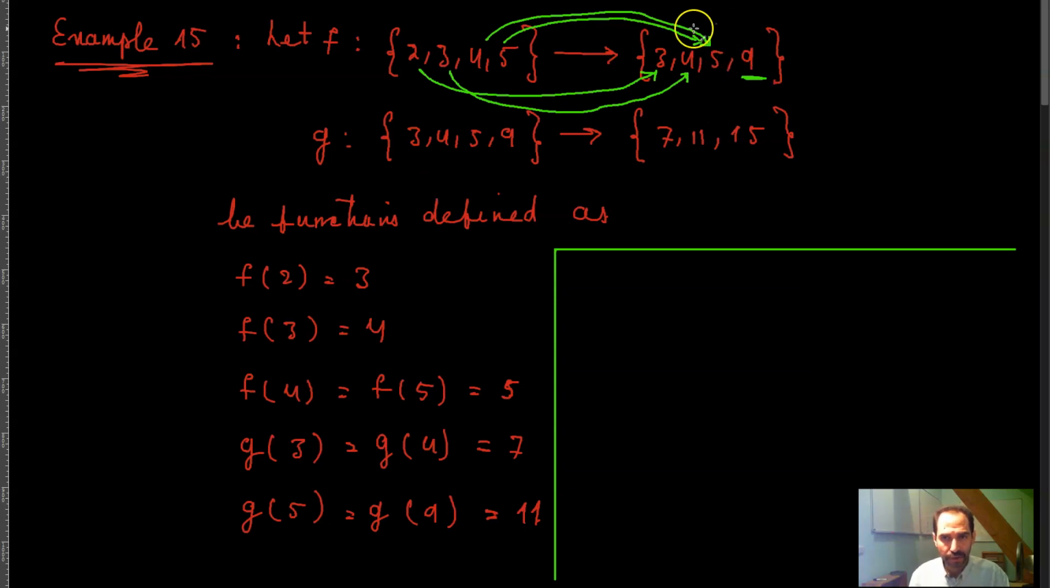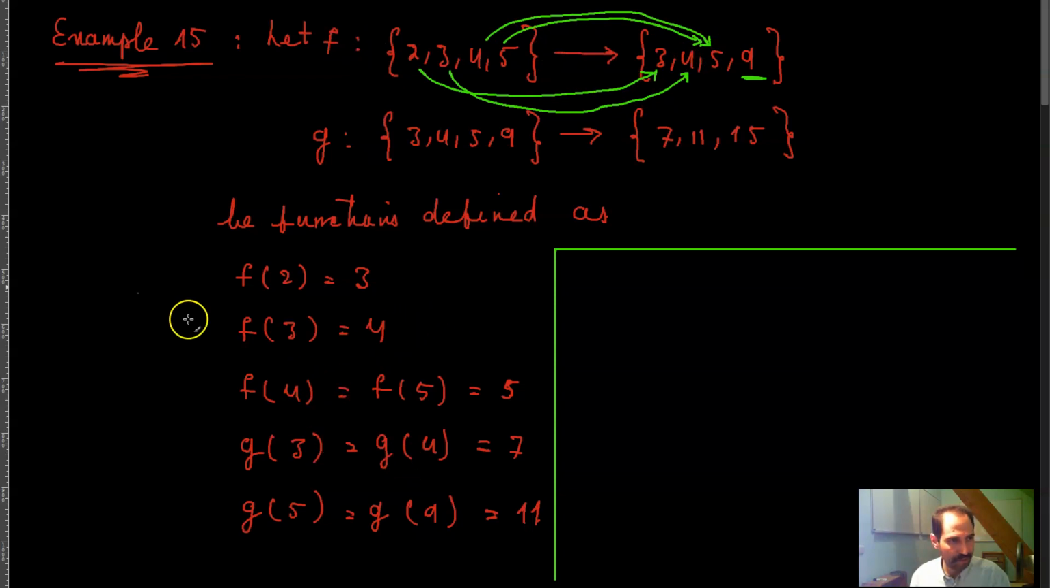Which means that the function is not surjective, and of course the function is not 1-1, because as you can see, the image of 4 and the image of 5 are the same element here. So it's not 1-1, it's not surjective, and therefore it's not bijective, of course. So that is basically what's happening in f.